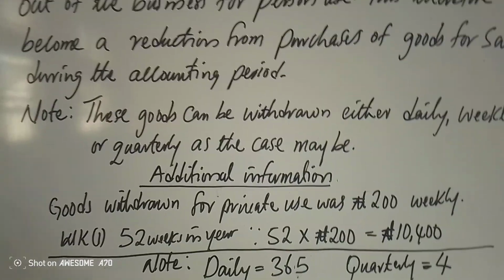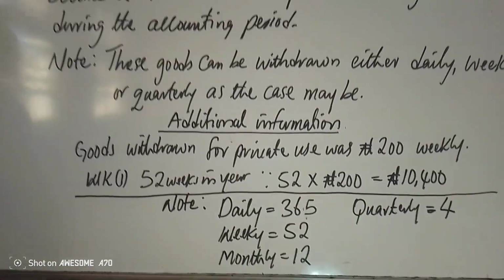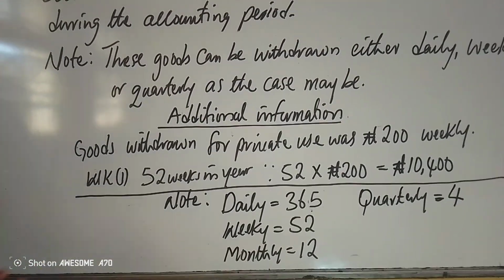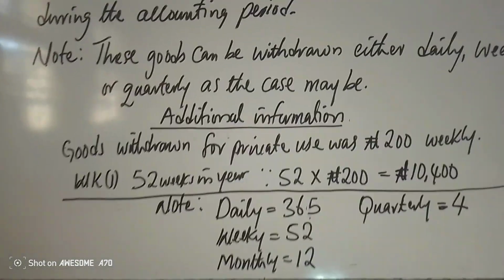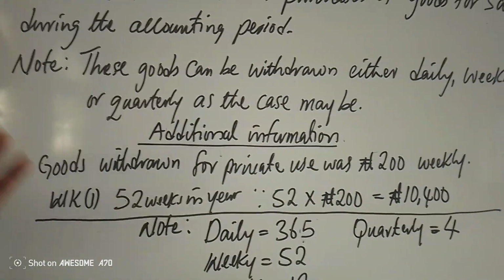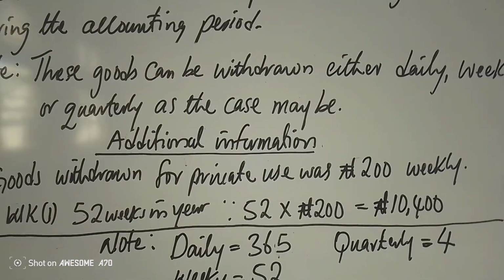Or in some cases, the examiner will just give the value of goods taken by the owner for private use without mentioning the time period. But if the time period is given, you have to take care to calculate it right. That's why I want to create a scenario like that.